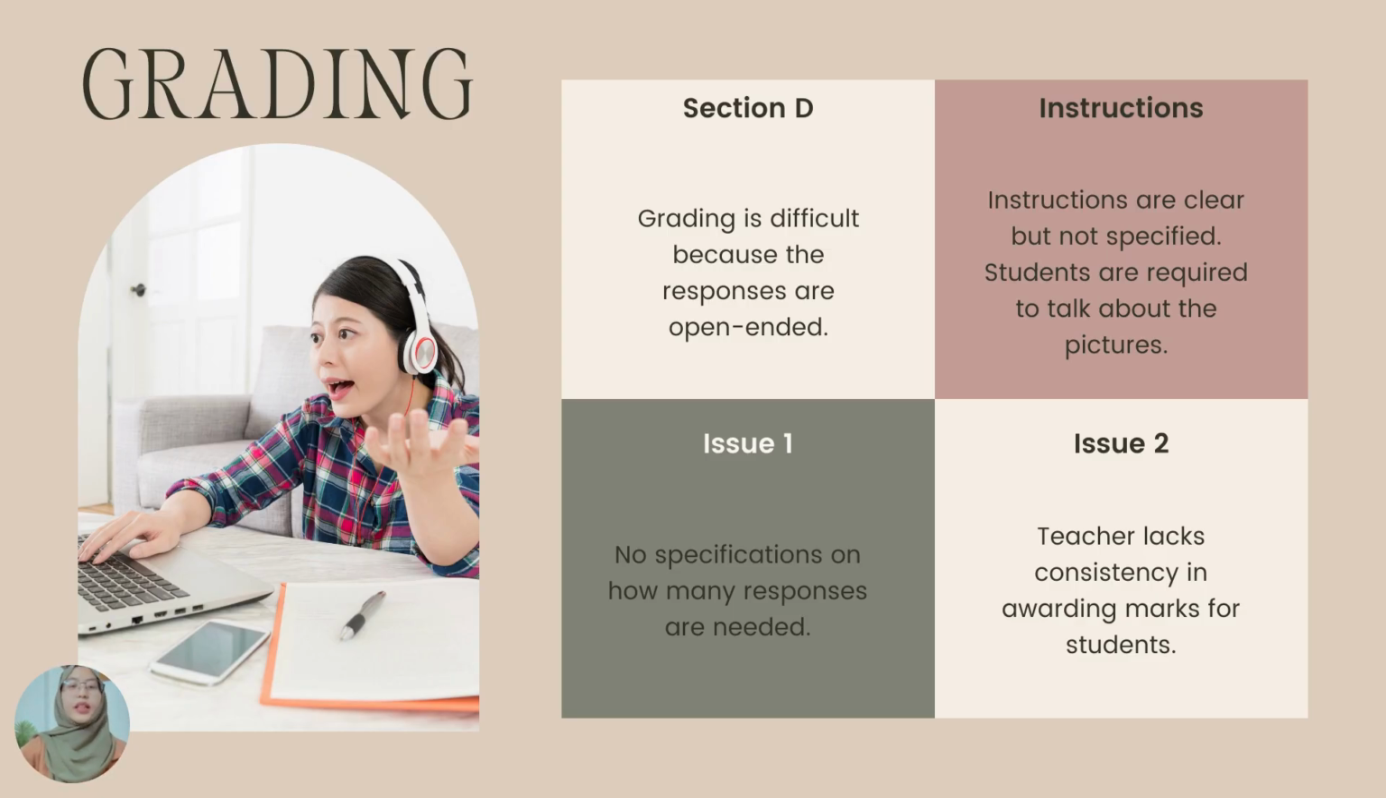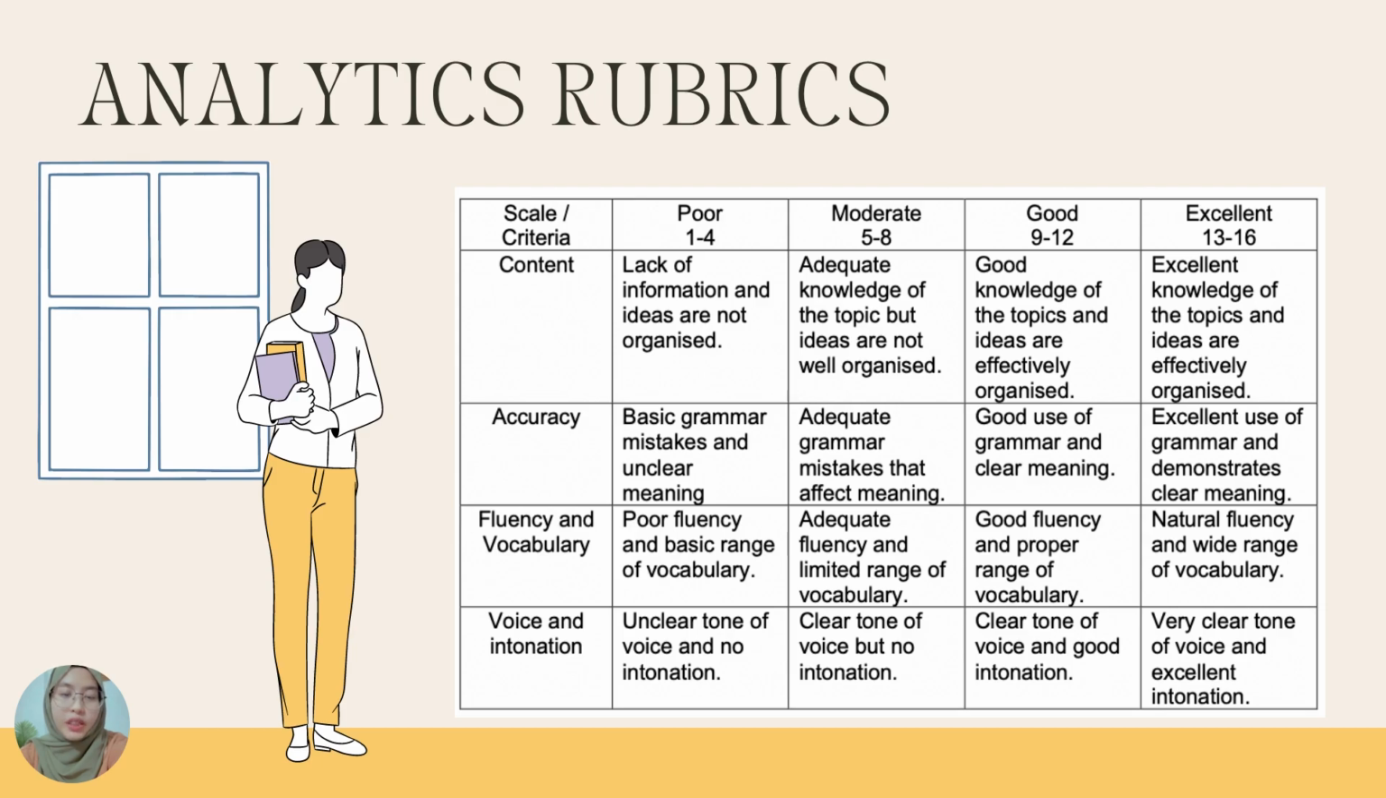Okay. In grading section D, I found out that grading is difficult because the responses are open-ended. The instructions are clear but not specified. The students are required to talk about the pictures, but there is no specification on how many responses are needed. Therefore, the teacher lacks consistency in awarding marks for students. Let's take a look at the analytic rubric.